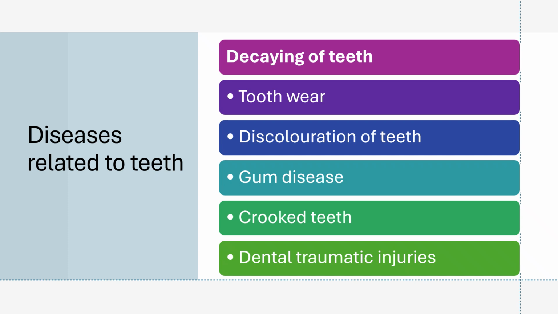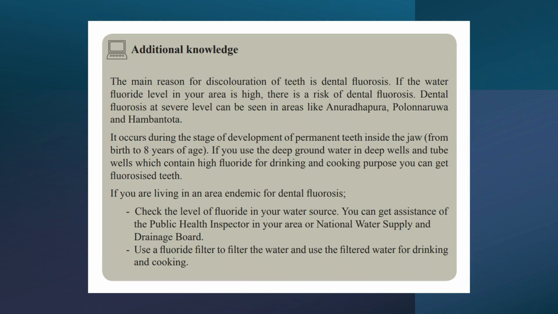Diseases related to teeth. Decaying of teeth, tooth wear, discoloration of teeth, gum disease, crooked teeth, and dental traumatic injuries. Additional knowledge and fun fact. The main reason for discoloration of teeth is dental fluorosis. If the water fluoride level in your area is high, there is a risk of dental fluorosis. Dental fluorosis at a severe level can be seen in areas like Anuradhapura, Polonnaruwa, and Hambantota. It occurs during the stage of development of permanent teeth inside the jaw, from birth to 8 years of age.